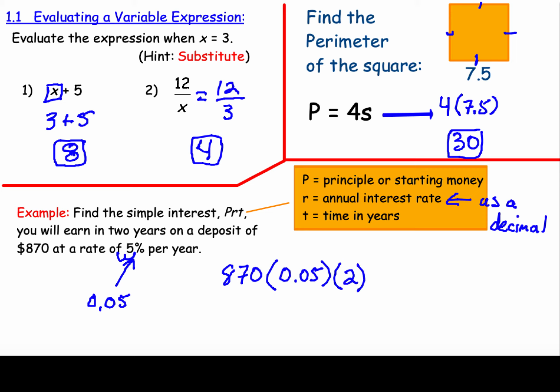And if we multiply that out, technically that's 870 times 0.05 times 2, which would just be 0.1, which makes this a fairly easy problem. Move that decimal 1 spot. That's $87. And that's how we can use formulas and algebraic substitution to evaluate expressions. If you need any help with that, make sure you talk to your teacher. Otherwise, good luck and have fun.